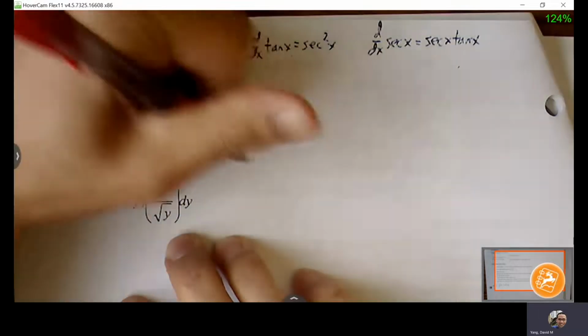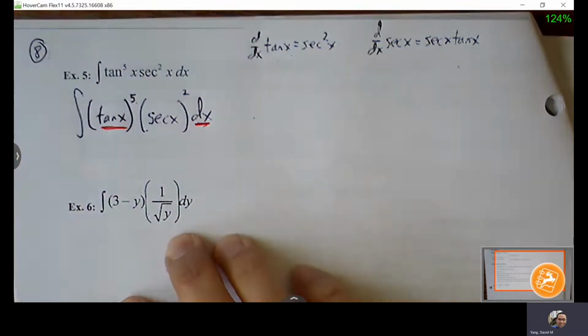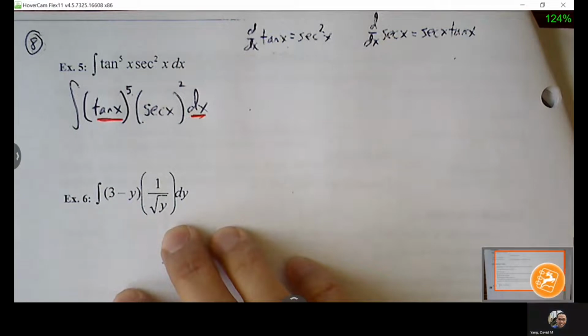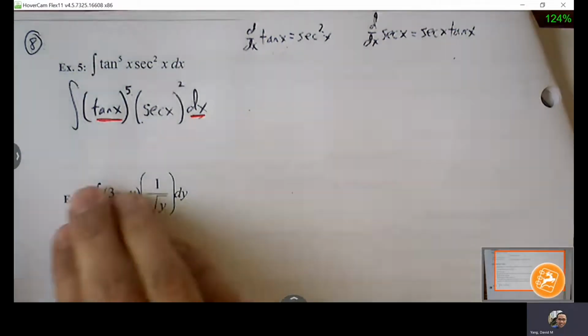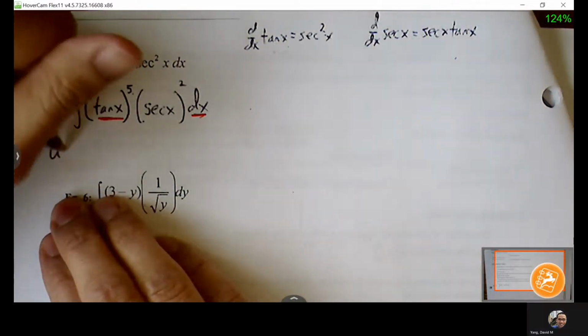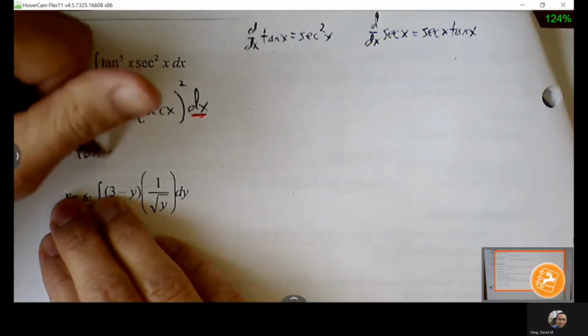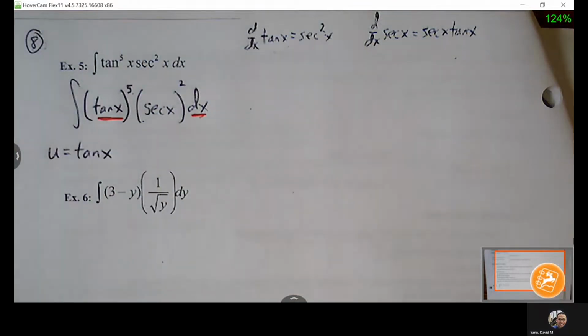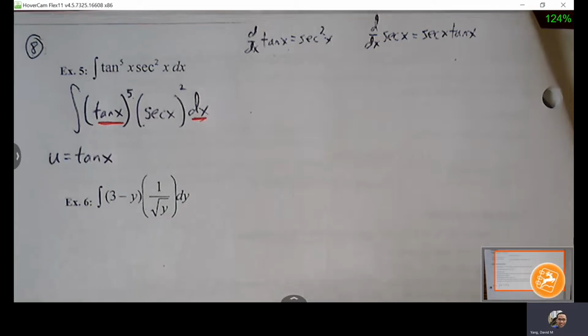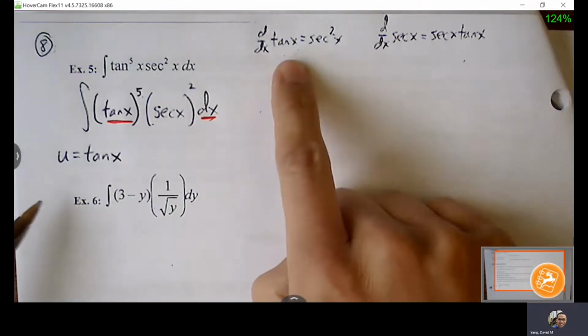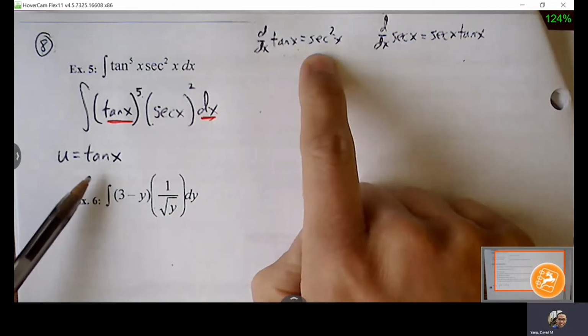Tangent x being the u value, and we're always going to find a replacement for dx. Okay, so we start there, u equals tangent x. Okay, du over dx, secant squared x.